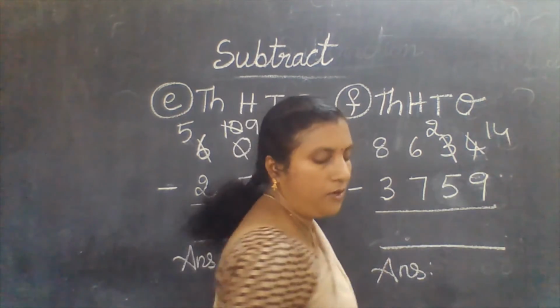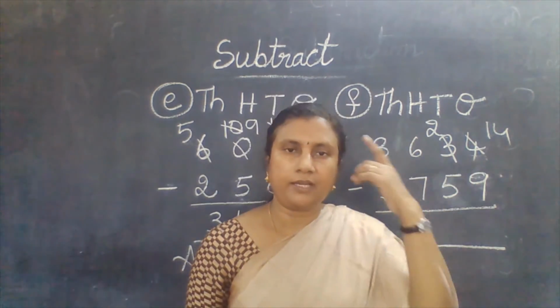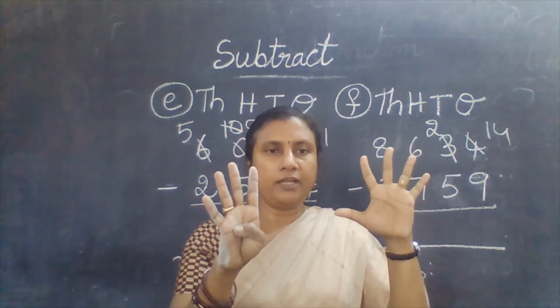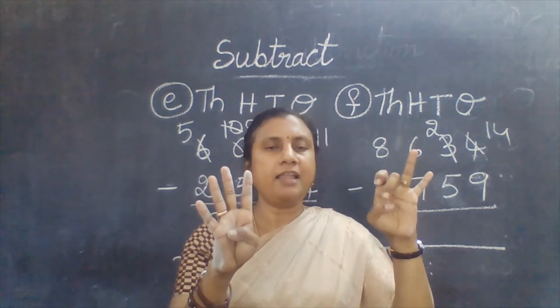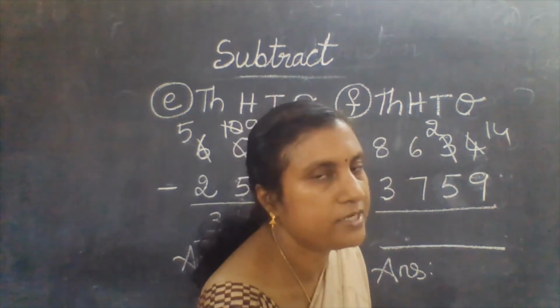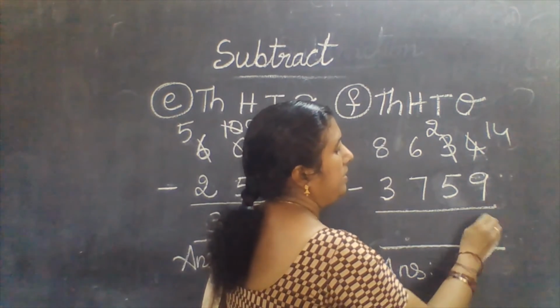Now we have to separate 9 from this 14. So 14 in your mind, 9 in your fingers. Before 14: 13, 12, 11, 10, 9, 8, 7, 6, 5. So what is the difference? 5.